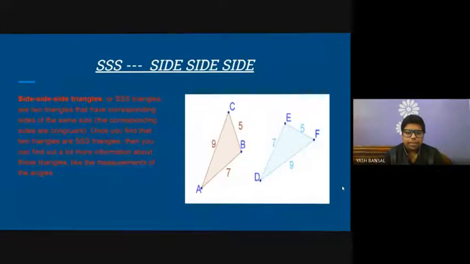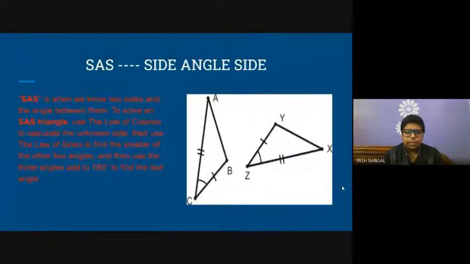SAS: when we know two sides and the one angle between them. To solve an SAS triangle, use the law of cosines to calculate the unknown side, then use the law of sines to find the smaller of the other two angles, and then use the fact that the three angles add up to 180 degrees to find the last angle.